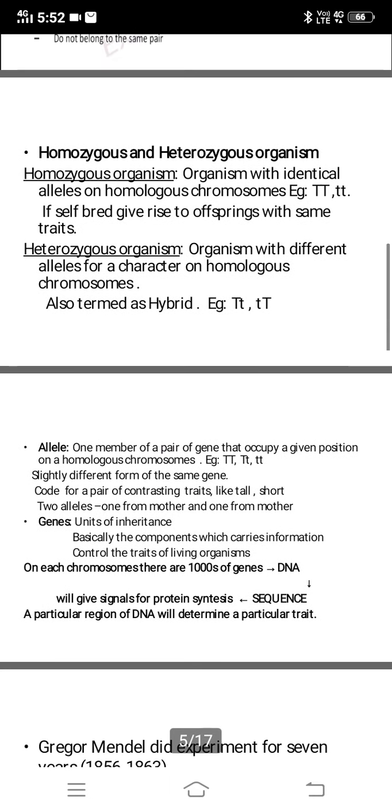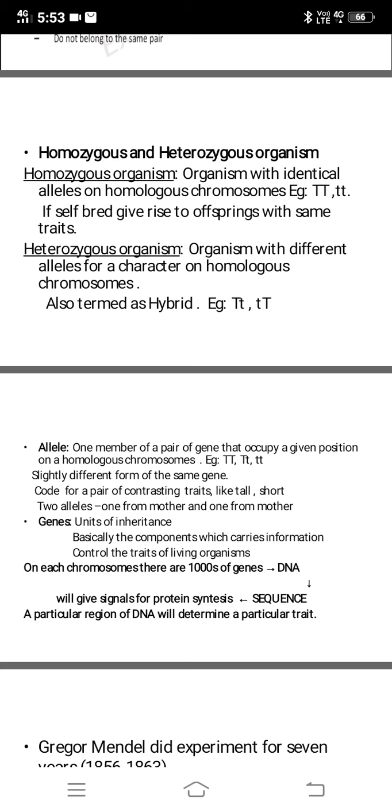Now what is an allele? It is one member of a pair of genes that occupy a given position on a homologous chromosome. Example, T, t, all these are alleles. They are slightly different forms of the same gene and code for a pair of contrasting character traits like tall, short. They can code for color also, or for shape. In the pea plant, round and wrinkled, yellow and green, all these are also taken.